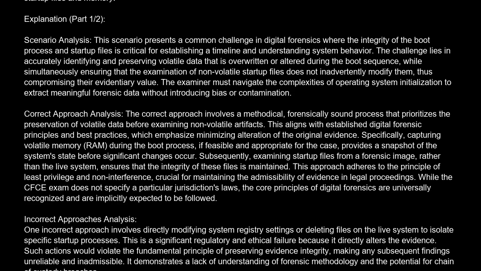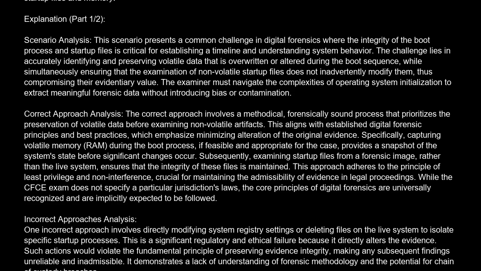Incorrect approaches analysis. One incorrect approach involves directly modifying system registry settings or deleting files on the live system to isolate specific startup processes. This is a significant regulatory and ethical failure because it directly alters the evidence. Such actions would violate the fundamental principle of preserving evidence integrity, making any subsequent findings unreliable and inadmissible. It demonstrates a lack of understanding of forensic methodology and the potential for chain of custody breaches.